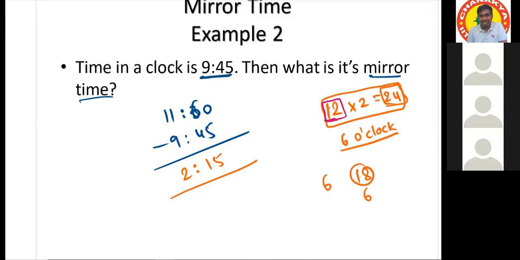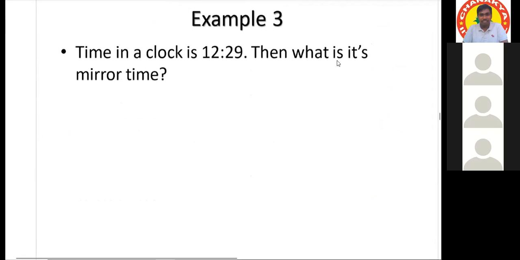If you use a 24-hour clock, divisions will be more and calculations will be more. It'll be more messy, more congested. So it's easier to use a 12-hour clock. In our competitive exams, a 24-hour clock will not be there, only 12-hour clocks. Then one more question from mirror time.